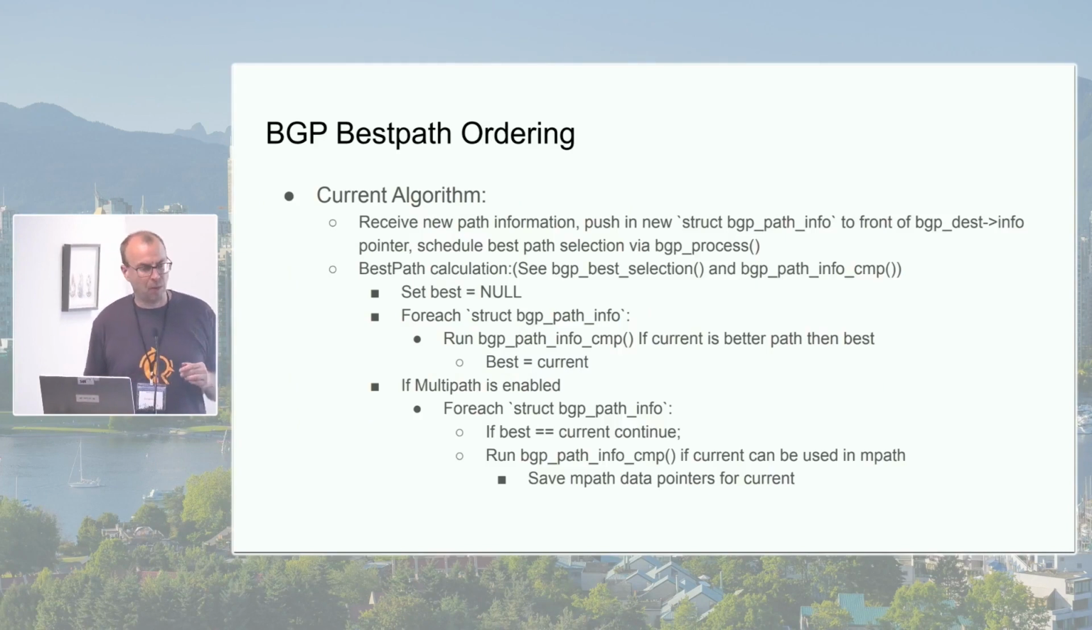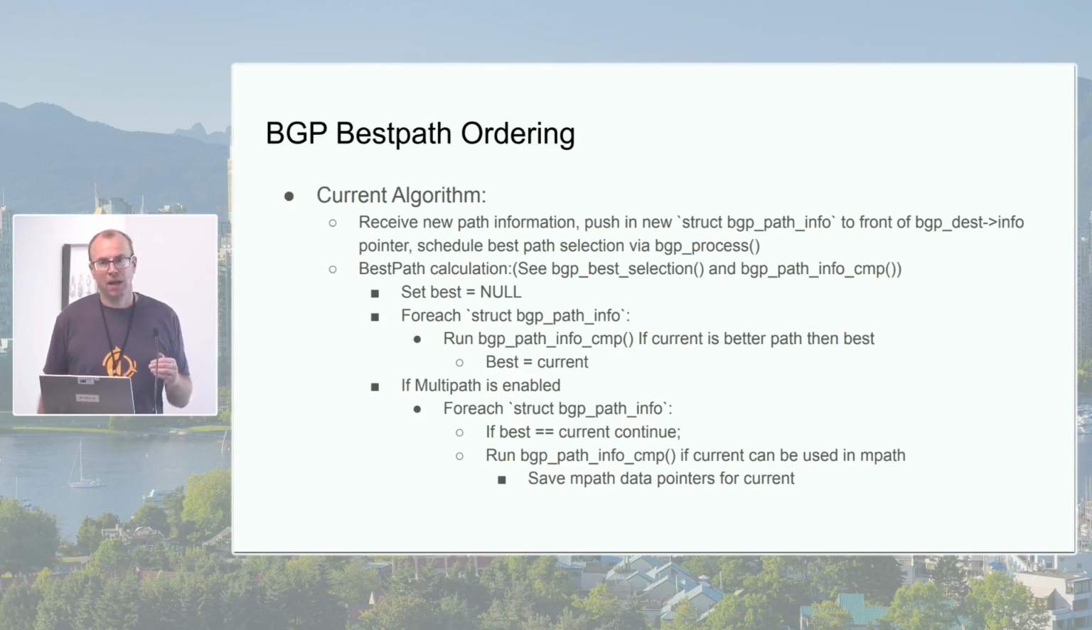All right, so why is it a problem? It's that we don't actually keep the path info from a peer in any sort of order. And why does it matter? The current algorithm works like this: when I receive new NLRI information, I create a struct BGP path info, and I shove it onto the list. When I finally run bestpath, I set my best to null, and then I loop over each struct BGP path info, and if the current one I'm looking at is better than best, best becomes current. Then I go back to the top and do each one.